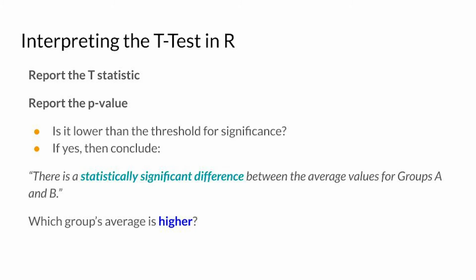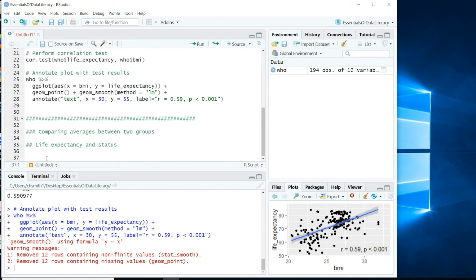Finally, we want to note the p-value. Remember that our threshold for statistical significance is typically 0.05. If the p-value is greater than that number, then we cannot conclude that the averages in each group are statistically significantly different from one another. If the p-value is lower than 0.05, then we can conclude that the averages between groups are statistically significantly different from one another. In plain terms, we can discuss which group's average was higher and what that means in the context of the data. Let's practice performing the t-test in R.